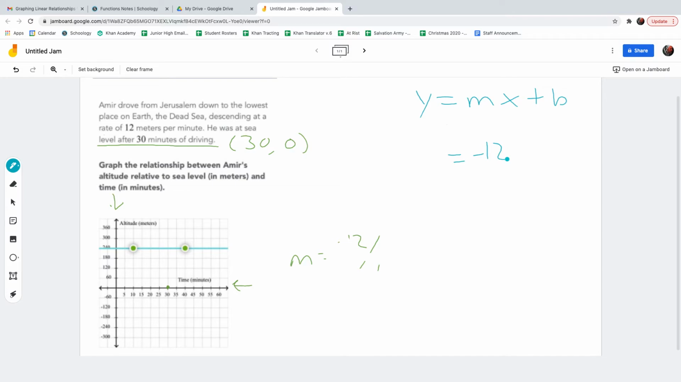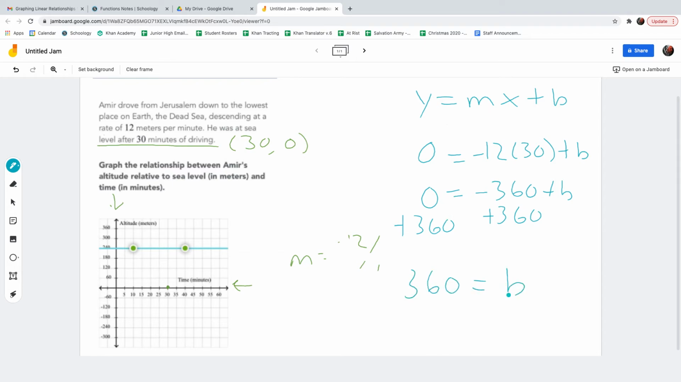We also know a point: we have 30 and 0 for our x and y values. So let's plug those into our calculations. What we don't know right now is our actual y-intercept, so we can calculate that. We take negative 12 and multiply it by 30, and you get 0 is equal to negative 360 plus b. Now we're solving for b, so we add 360 to both sides, and I get that 360 is equal to b. What I found just then is the y-intercept of my equation.